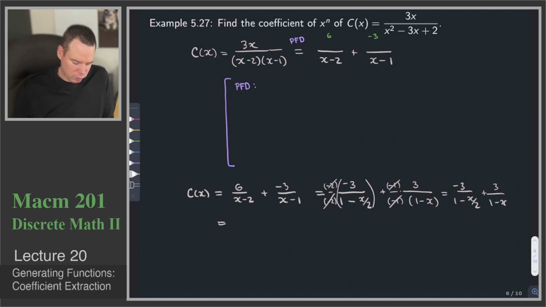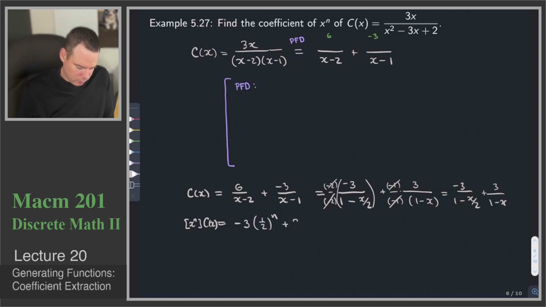Okay, so now we're going to extract coefficients. So I'm interested in extracting the nth coefficient of c of x, and that means I need the nth coefficient of this here. The nth coefficient of that, well, there's a negative 3 out front, and then I need the nth coefficient of this, 1 over 1 minus x over 2. Well, that has series expansion of the sum of x to the n over 2 to the n. So the coefficient is 1 over 2 to the n.